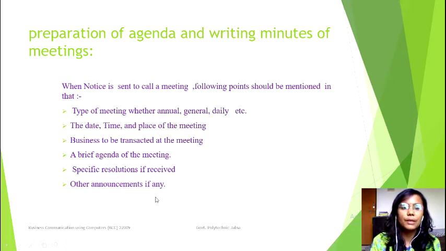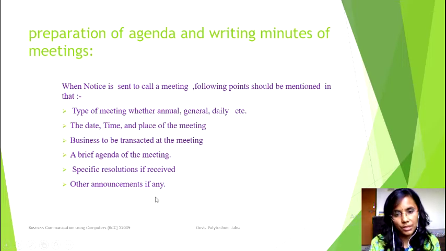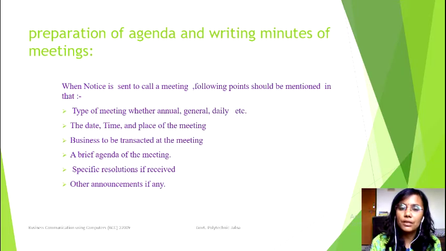First is type of meeting, whether annual, general, or daily meeting. Then date, time, and place of the meeting. Then business to be transacted at the meeting. Then a brief agenda of the meeting. This is very important again, the agenda of the meeting. Specific resolution if received, and finally other announcements if any. This is what you have to prepare.